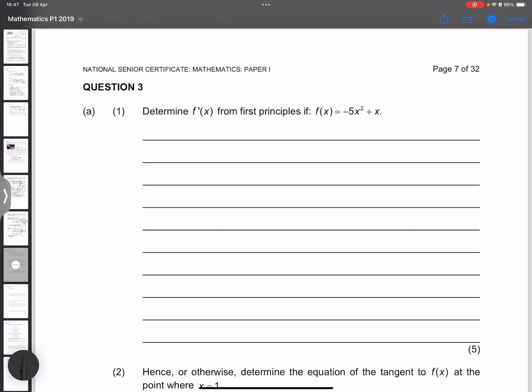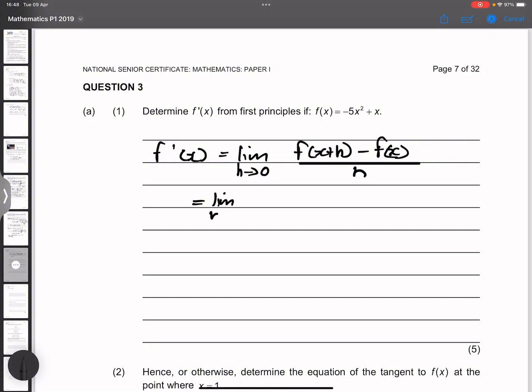All right, question 3 starts with calculus. They say to us, determine f dash x from first principles. Now remember, how do we find f prime x? So f prime x will always be the limit as h tends to 0 of f of x plus h minus f of x, all of this divided by h. Now, please remember, you do not drop this until you substitute 0 for h.